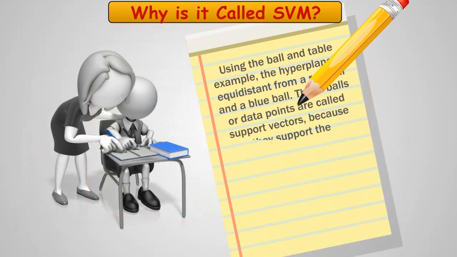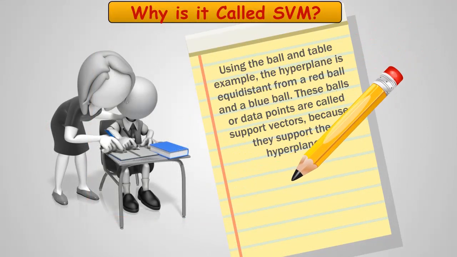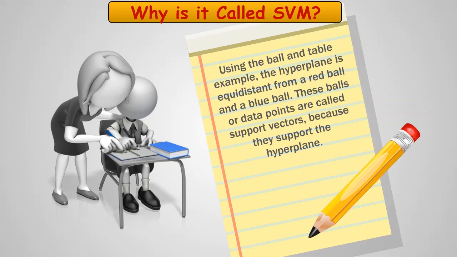So why is it called SVM, Support Vector Machine? Well, using the ball and table example, the hyperplane is equidistant from a red ball and a blue ball. These balls, these points, are called support vectors because they support the hyperplane, and hence the name of the model.